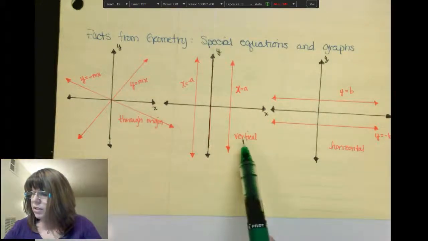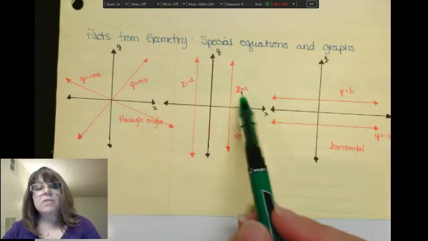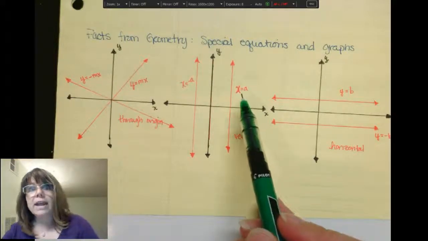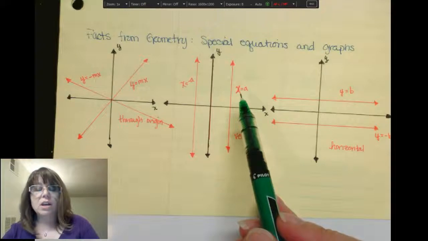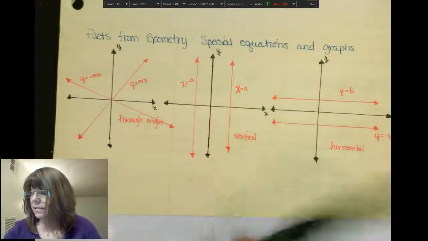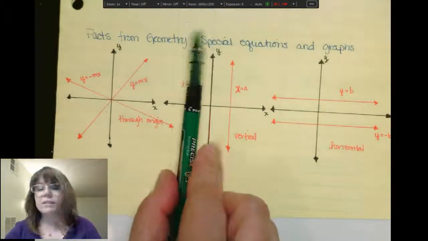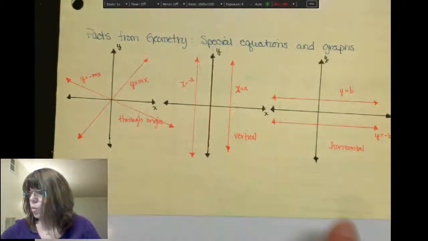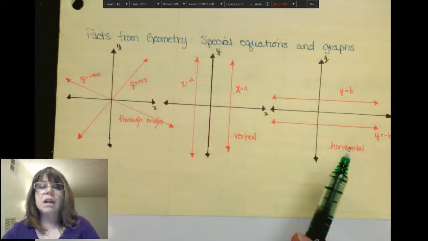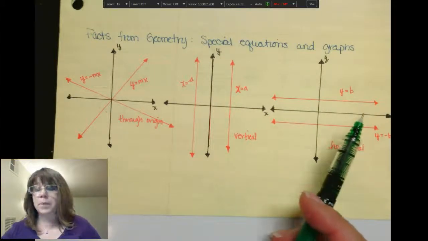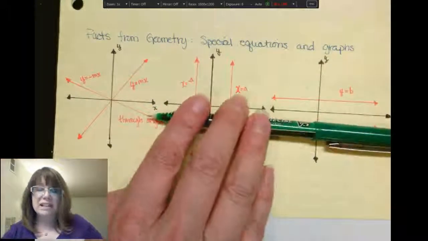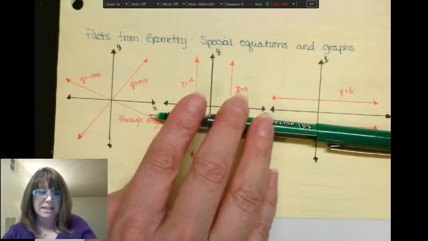When it is a vertical line, it's going to be in the form of x equals a. If a is positive, it's going to be on the right-hand side of the y-axis. And if it's a negative number, it's going to be on the left-hand side of the y-axis. When it is a horizontal line, that means y equals a number. If it is a positive number, it's above the x-axis, and when it's a negative number, it's below the x-axis.